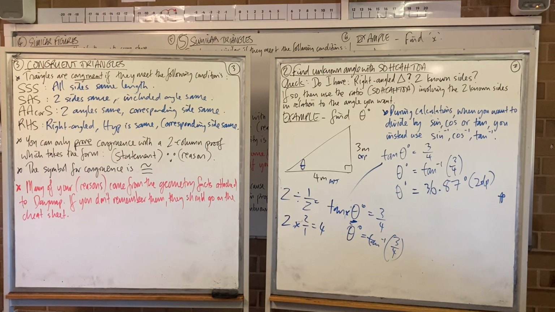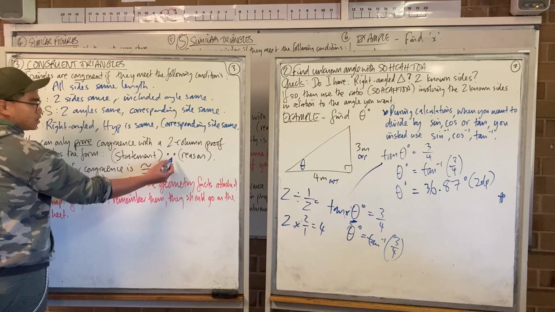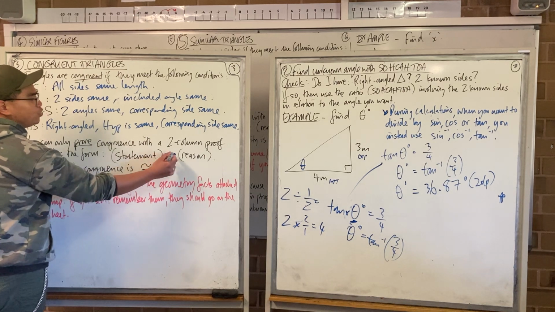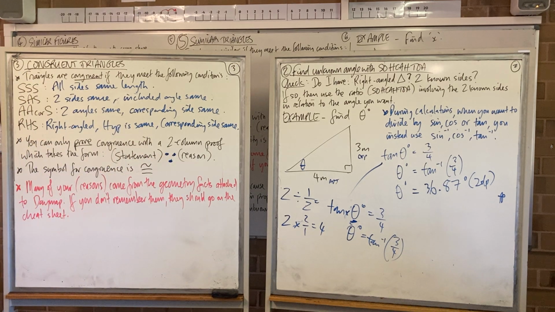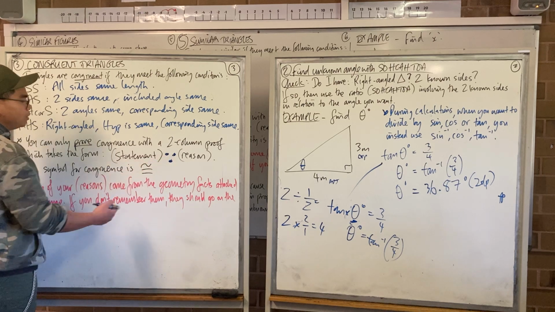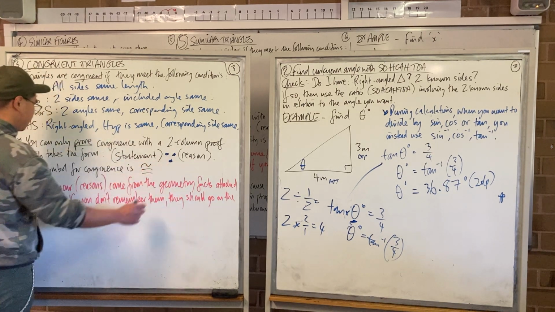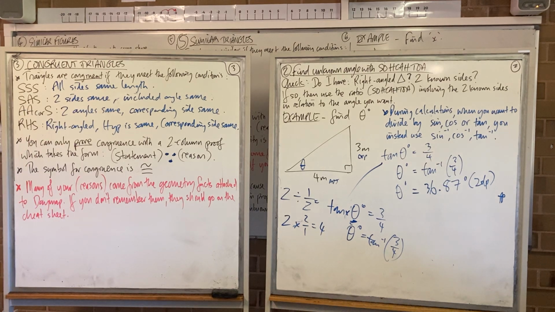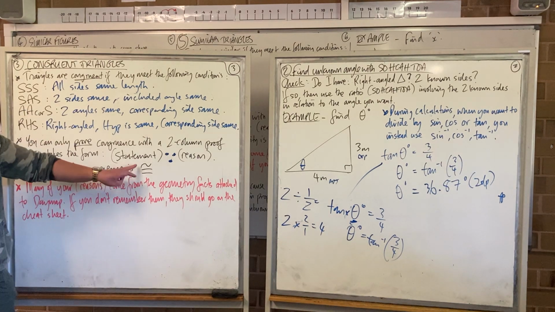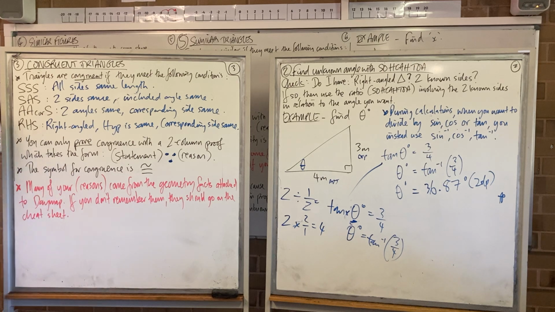And then I showed you, you seem to have an idea about it, but you can only prove congruence with a 2-column proof, which takes this form. You make a statement. Can someone remind me what the 3 dots pointing, that's because. What was it when it was pointing up? Good. So you make a statement, and then you go because of a particular reason. The symbol for congruence is an equal sign with a tilde symbol above it.